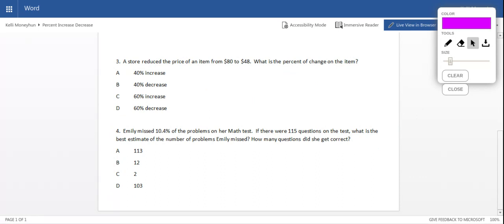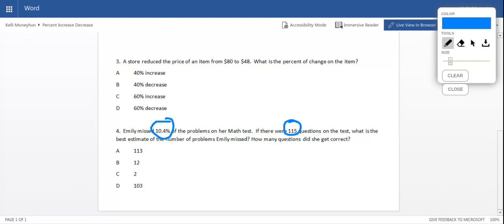All right, this one is different. So let's walk through it. Emily missed 10.4% of the problems on her math test. If there were 115 questions on the test, what is the best estimate of the number of problems Emily missed? Okay, this is a trick. Is this actually increase or decrease?